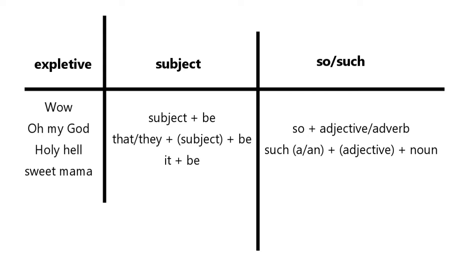Then I use the subject. Subject be, that they be, it be. Then so, such. Now, let's go back to Sakura, and we are going to use so and such again to make a comment, an emotional, strong comment about what she says.